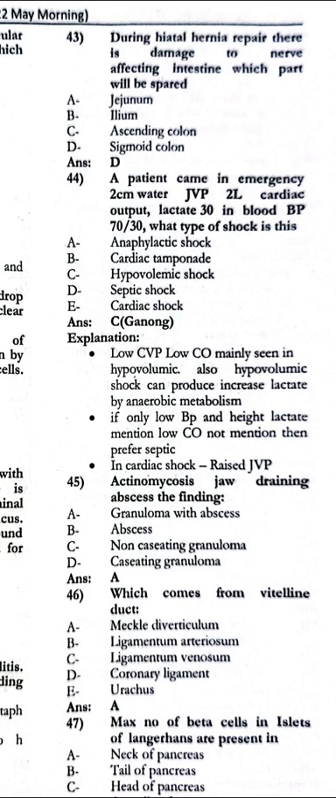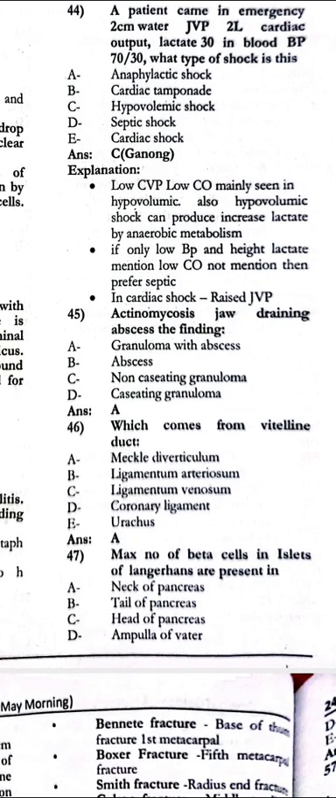Patient in the emergency center. JVP 2 centimeters of water, cardiac output 2 liters, lactate 30 in the blood, BP is 70/30. This is shock, that is the hypovolemic shock.